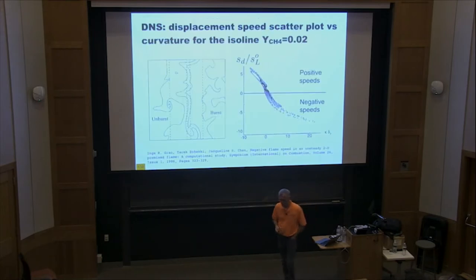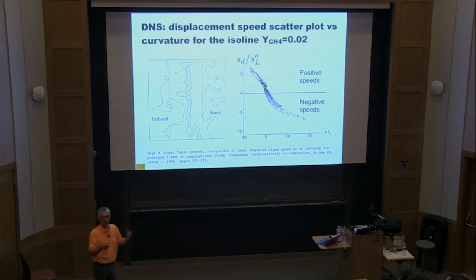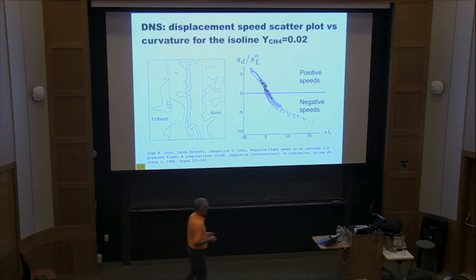That's a simulation by the Sandia group where you can find Jackie Chen. She was the leader of that group, and she's plotting here SD over SL0, normalized by the laminar flame speed, as a function of curvature. And you see that there are many points where the displacement speed is negative and equal to -5 or -8 times SL0. So it's physical, but it's just that it doesn't help you to understand combustion, okay? It's just a pain. It's a curiosity, again, due to dilatation.